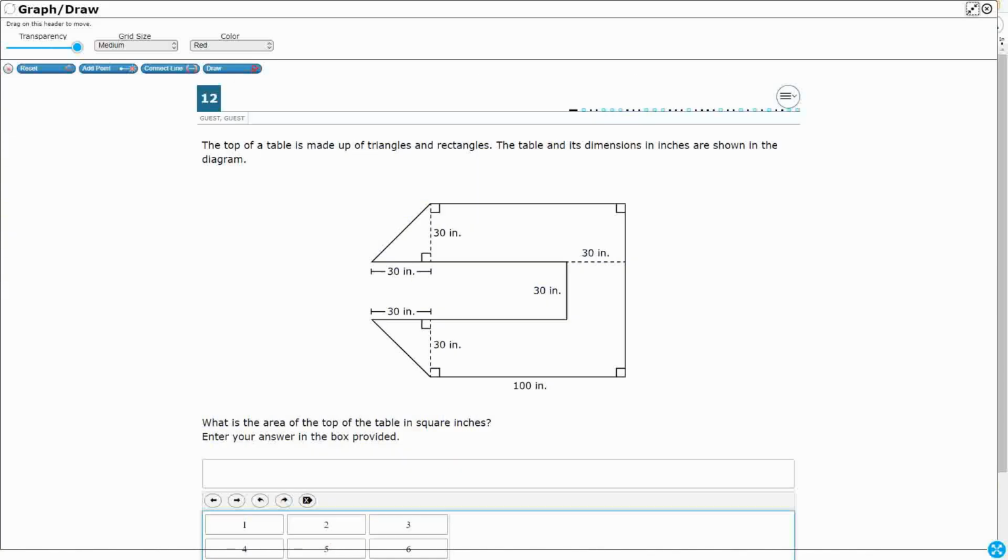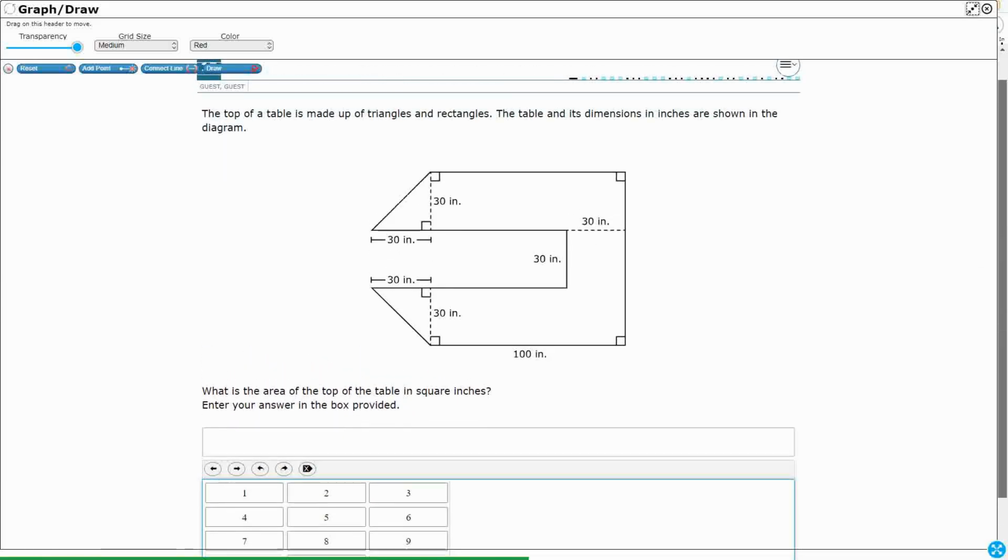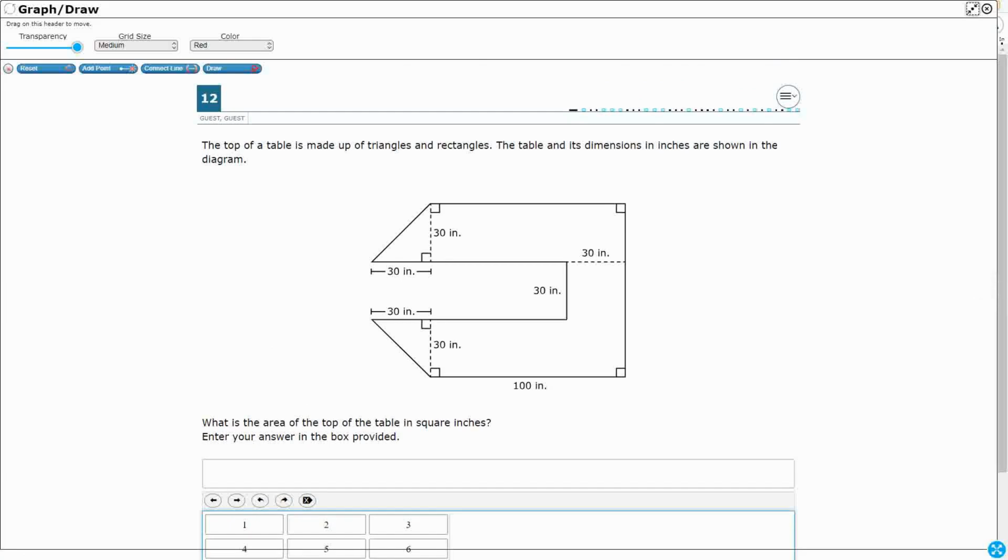All right, so we have this composite figure. This is a strange table here, and it's made up of triangles and rectangles. We've got our dimensions here, and we simply need to find the area of the top of the table. So it's a composite figure, so there's a few different ways we can break this down.